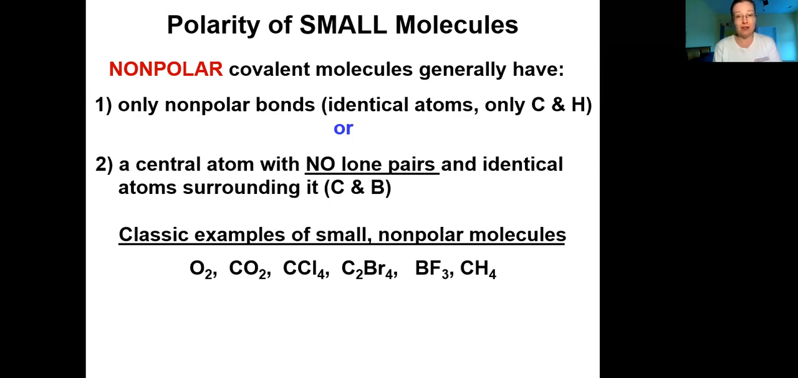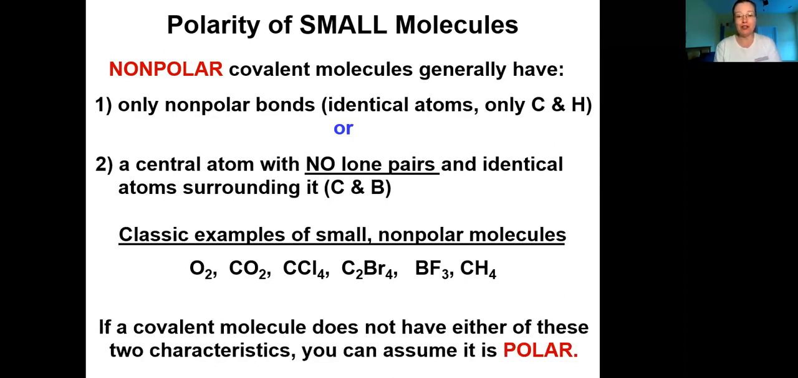And then methane. It's just carbon and hydrogens. Anything where you just have carbon and hydrogen, C2H6, C20H44, anything like that, it's going to be nonpolar when there's only carbon and hydrogen atoms.